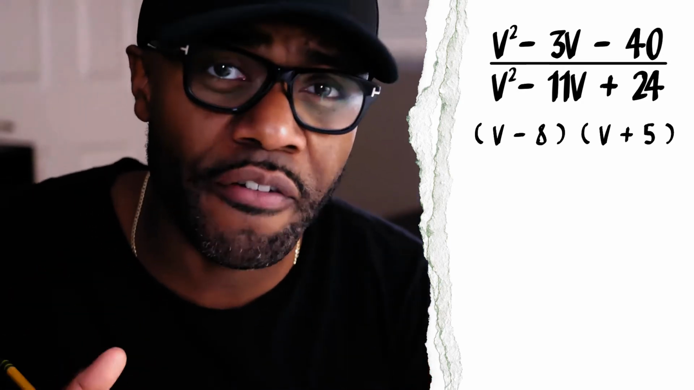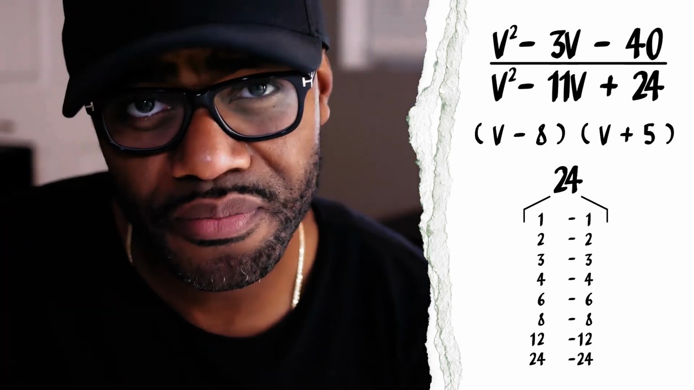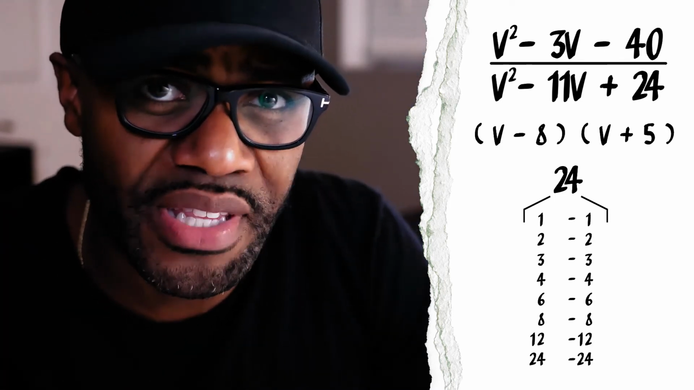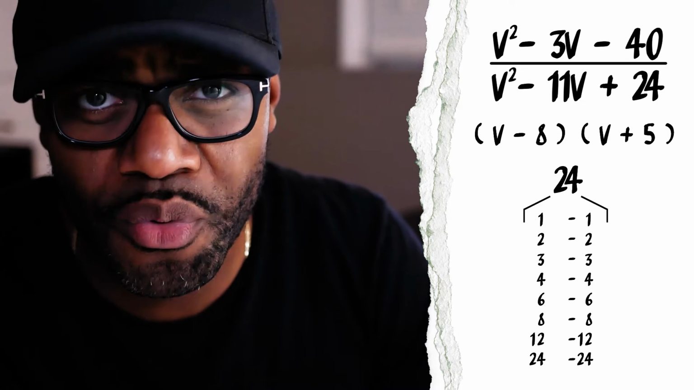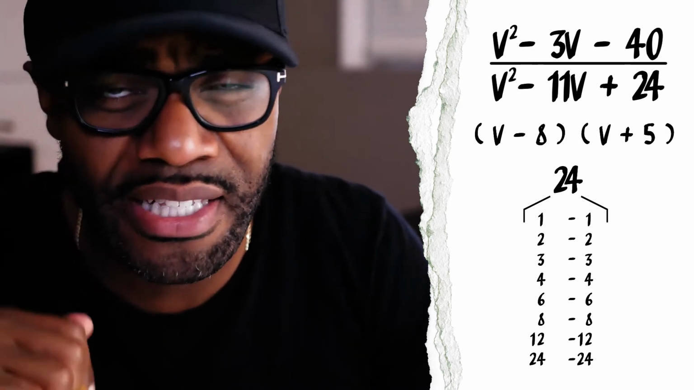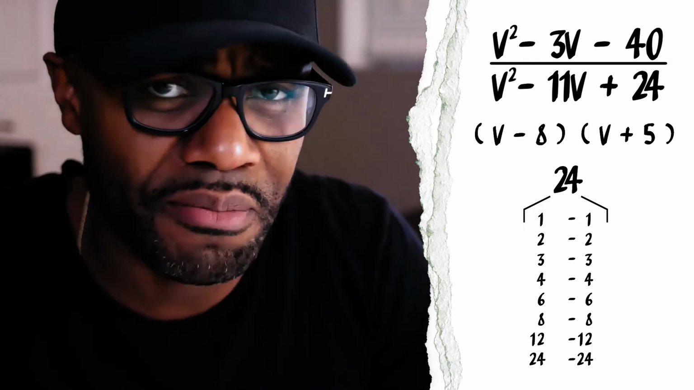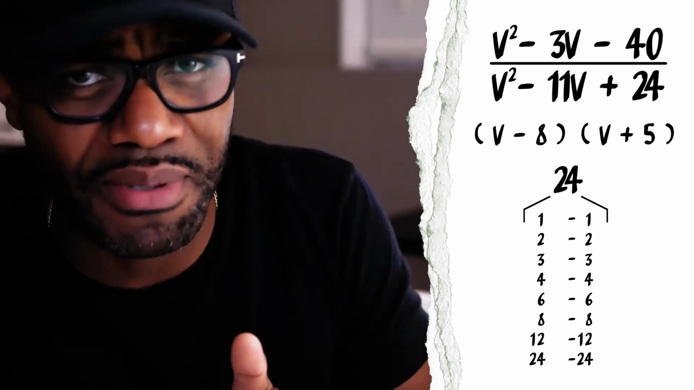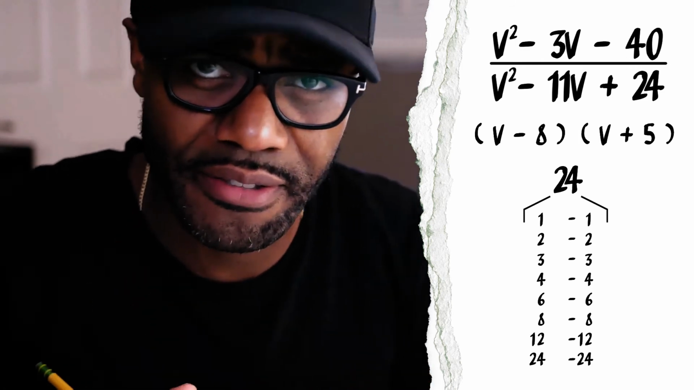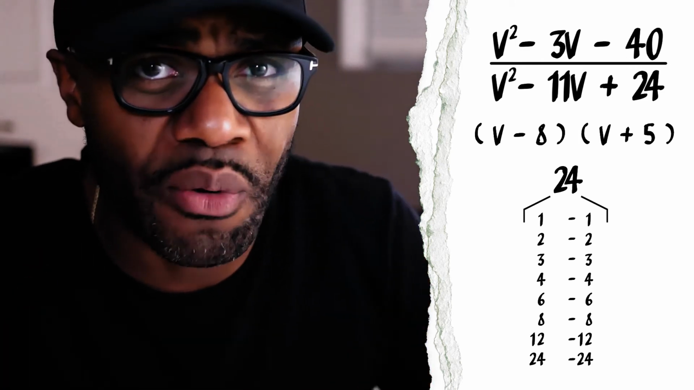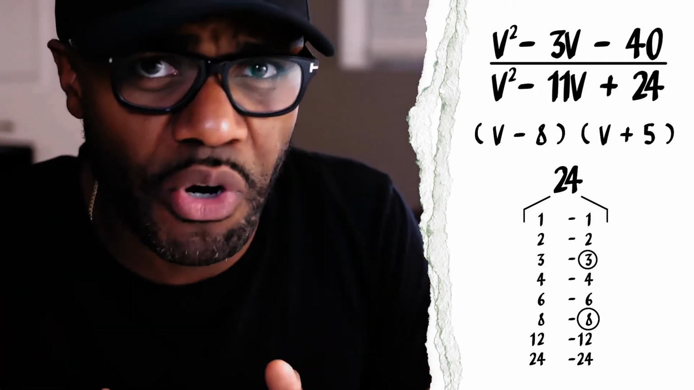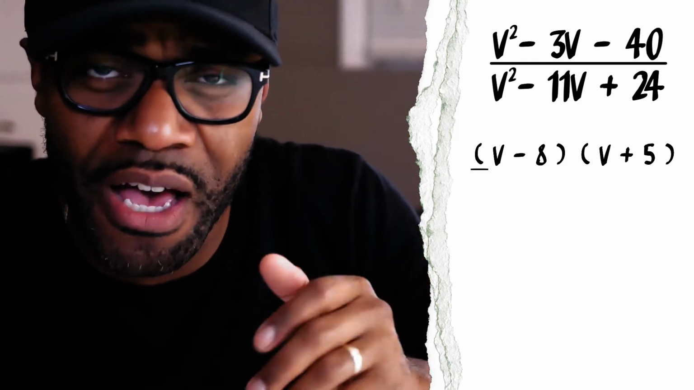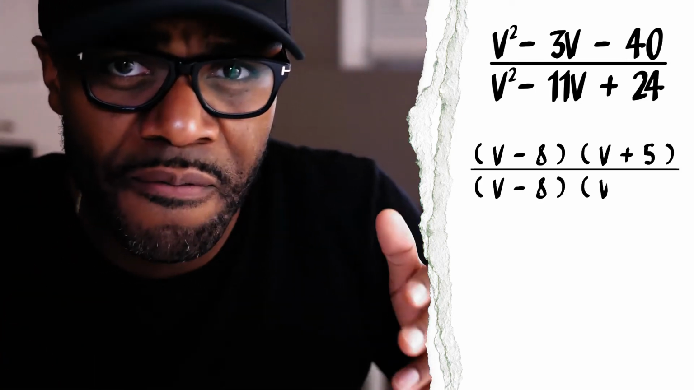In our denominator, we're looking for the factors of positive 24. They're listed like so. Once again, we need two factors that will add up to negative 11. In this case, it's slightly easier because the value that's in front of the c value is a plus, and the value that's in front of the b value is a minus. So that means that both terms have to be the same sign. In this case, both terms have to be minus. So the only two terms that will add up to negative 11 are negative 8 and minus 3, leaving us with a rational expression of v minus 8 times v plus 5 over v minus 8 times v minus 3.